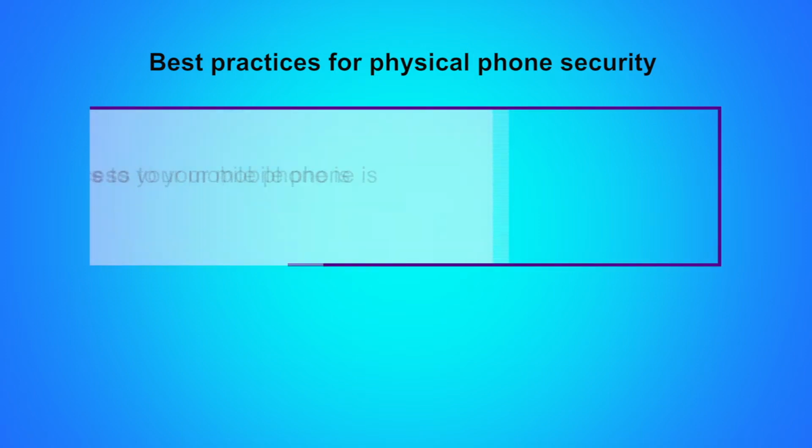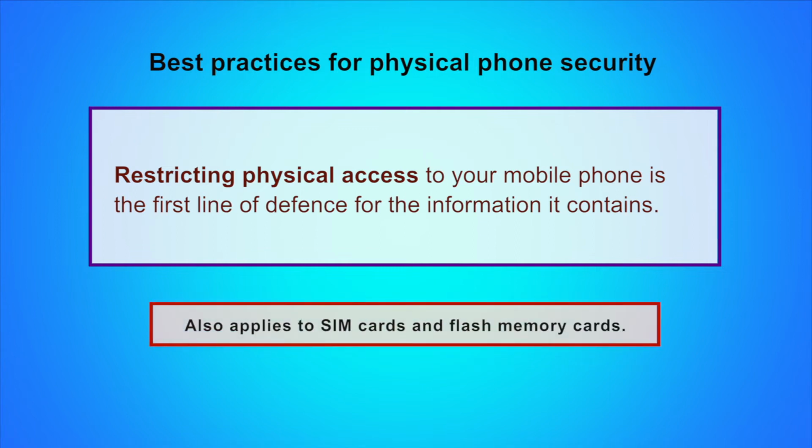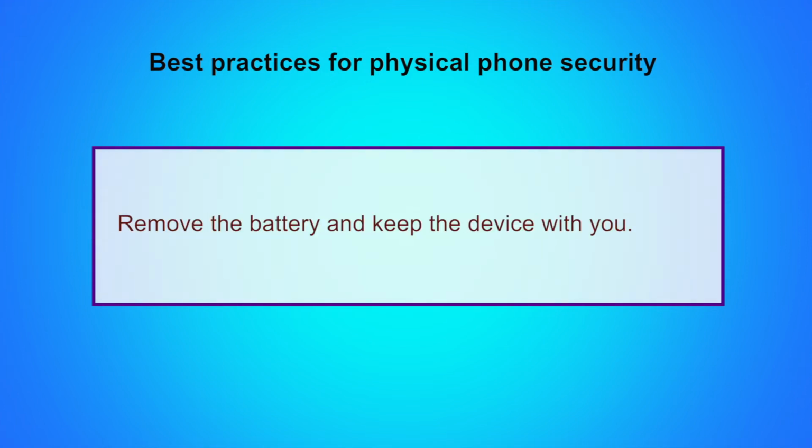Best practices for physical phone security. Restricting physical access to your mobile phone is the first line of defense for the information it contains. You should keep it with you at all times, except where doing so presents a specific security risk. This applies to SIM cards and flash memory cards as well. Even if you are concerned about malware or advanced surveillance, it may be safer to remove the battery and keep the device with you rather than leaving it unattended.